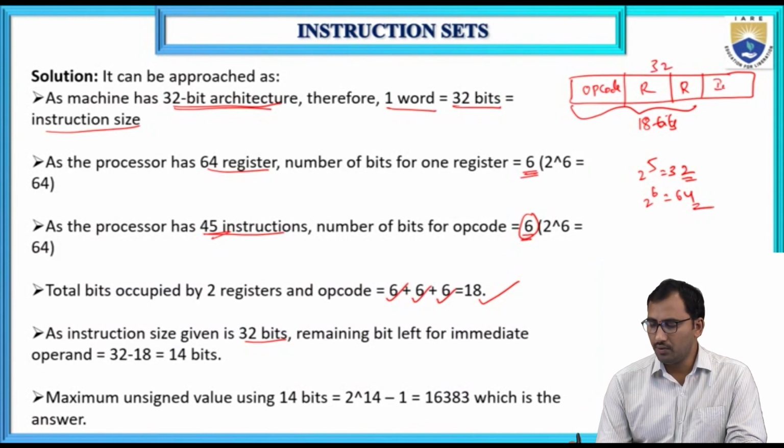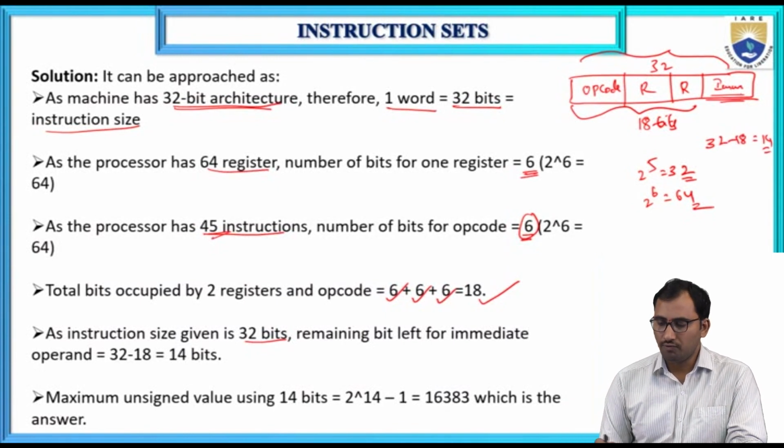The remainder is the immediate value. So the total size is 32. How can we calculate the immediate value? By subtracting 18 bits from the 32. 32 minus 18, so total 14. So the immediate value is 14 bits.